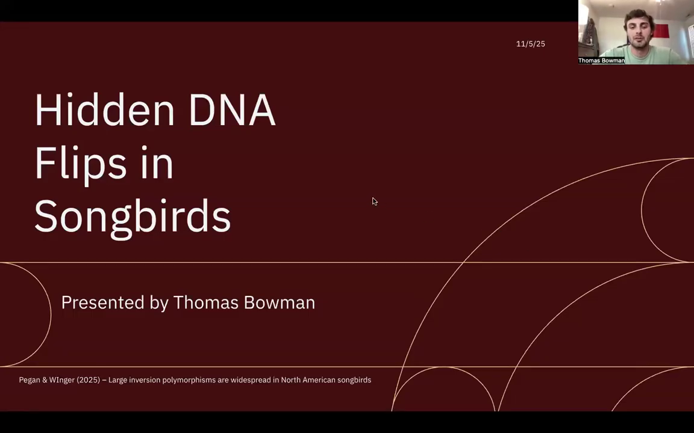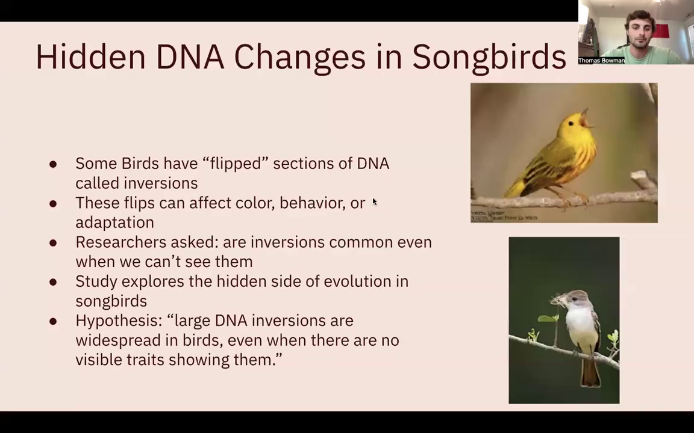Hidden DNA Flips in Songbirds, presented by Thomas Bowman. Hidden DNA changes in songbirds.